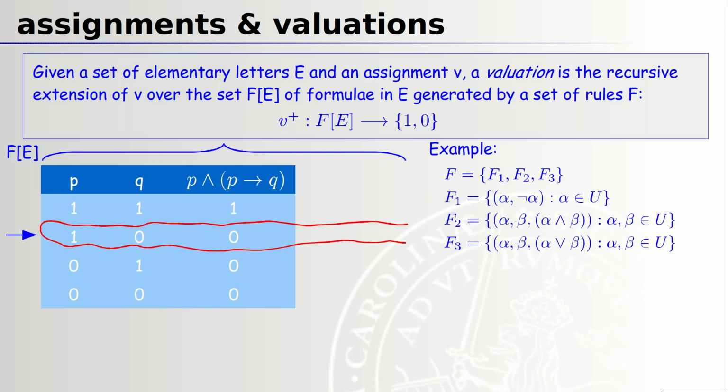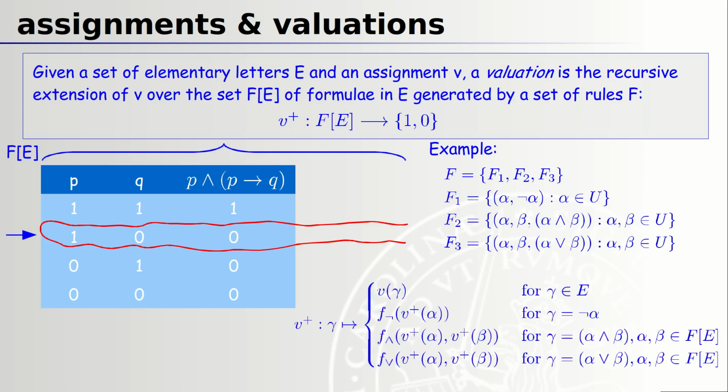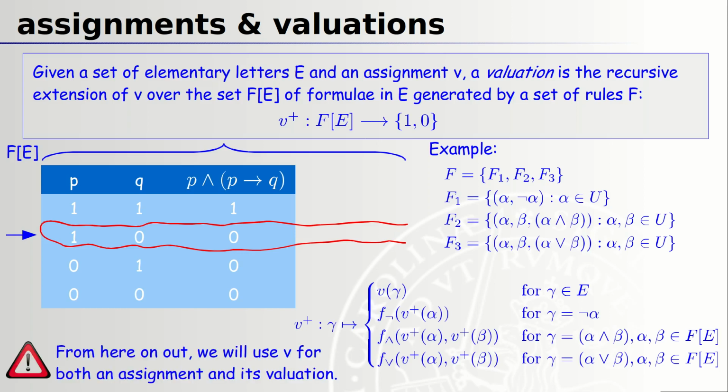A particular valuation applies to one row, just as a particular assignment did before. And evaluation can be defined by recursion on the structure of the expression. In the following, we will use the same symbol V for valuations and assignments, whenever that distinction is clear from the context.